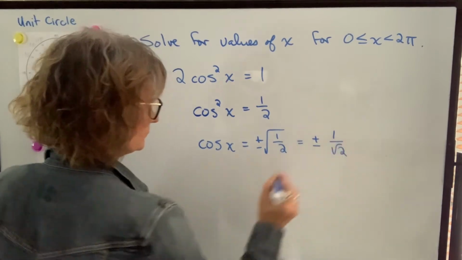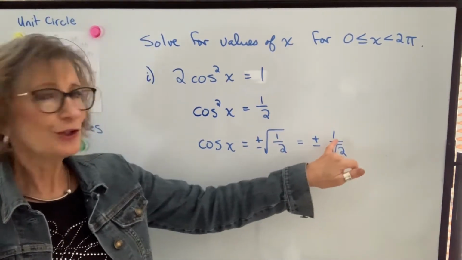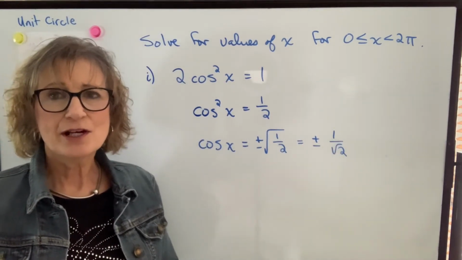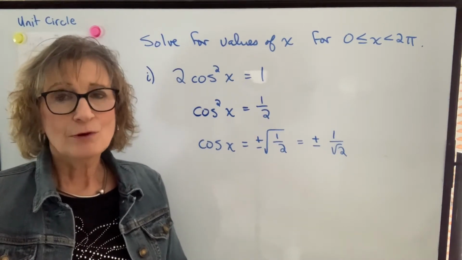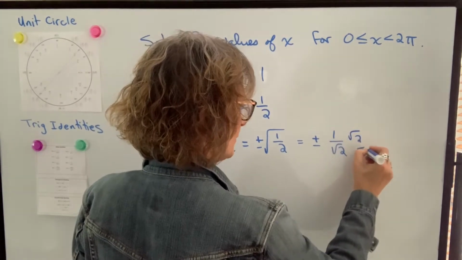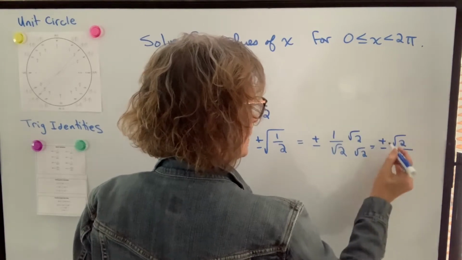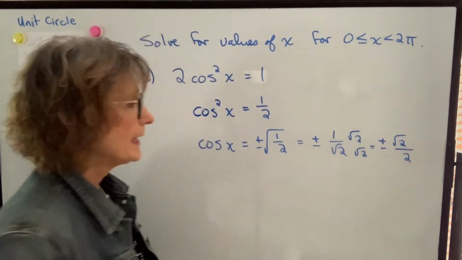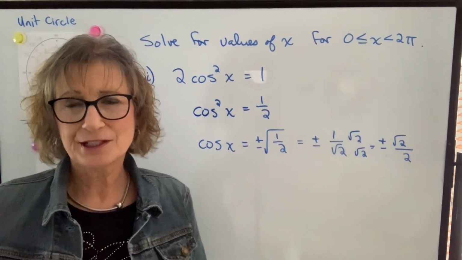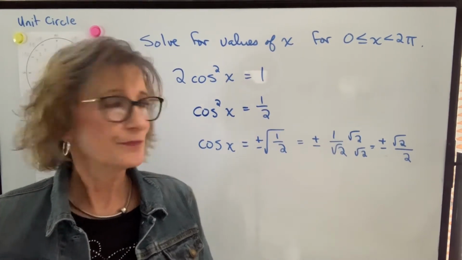That is the trig function of your special angles, but on your unit circle, it's not going to be expressed that way. It's going to be expressed with a rationalized denominator. And the way that we do that is we multiply numerator and denominator by root 2. So this is also equivalent to positive negative square root of 2 over 2. And that's how the values on your unit circle are typically expressed. Just be aware of that when you get 1 over root 2. It's also equal to root 2 over 2.